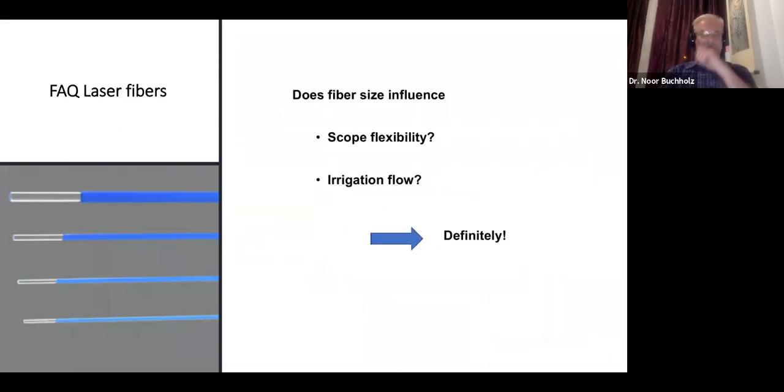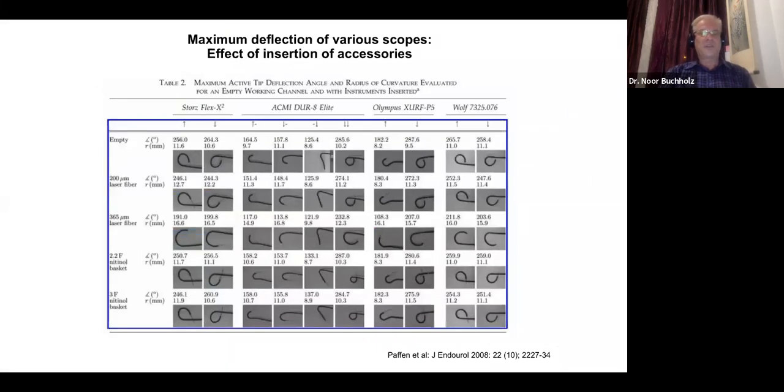Now, does the fiber size influence scope flexibility and irrigation flow? Definitely it does. I think most of us have seen these pictures where, depending on what is in your flexible scope, the angle of deflection goes considerably down.